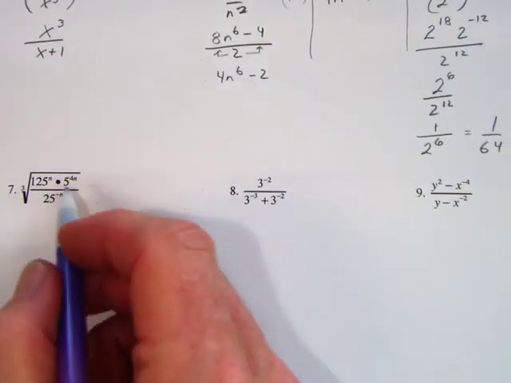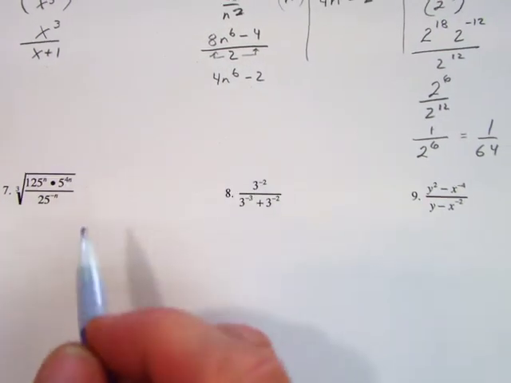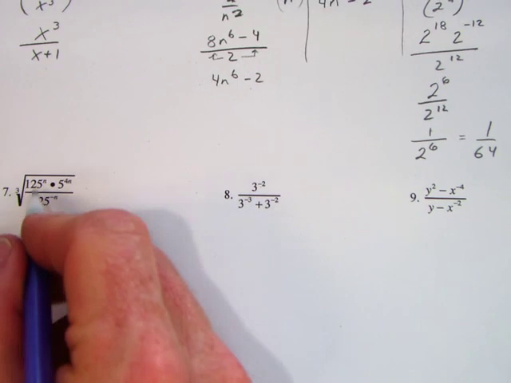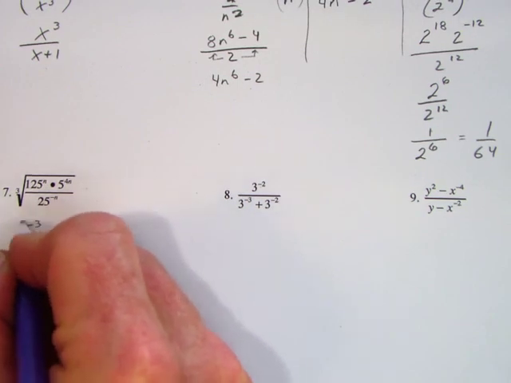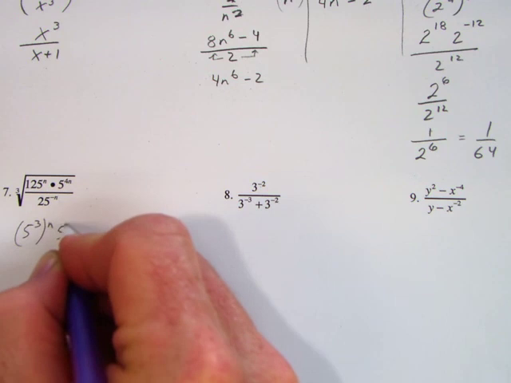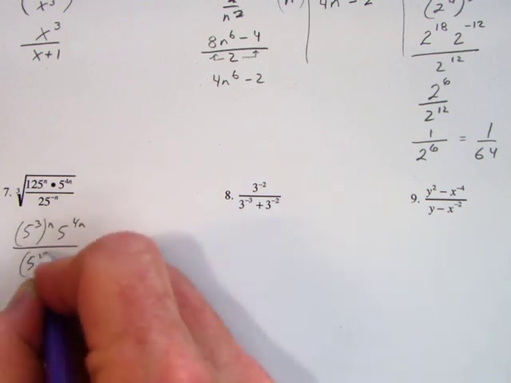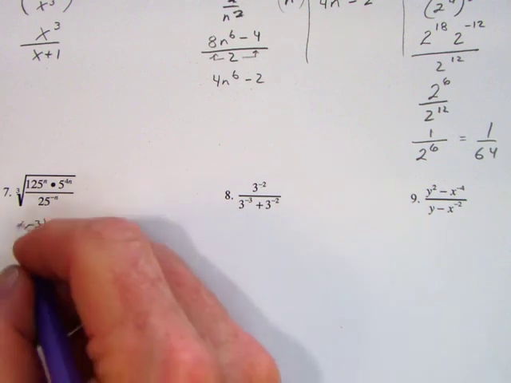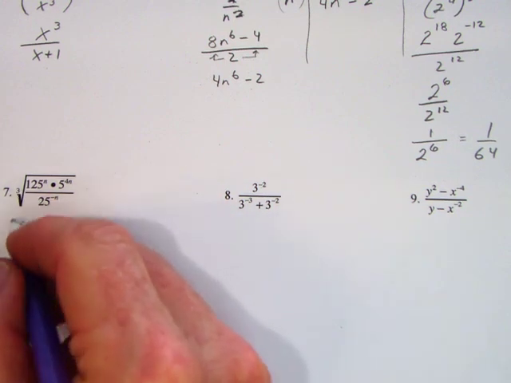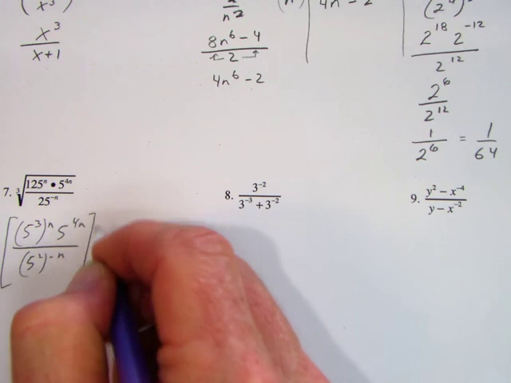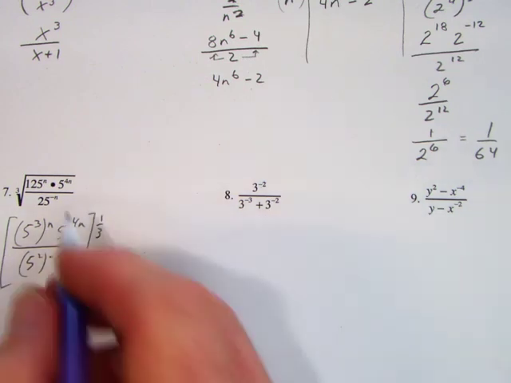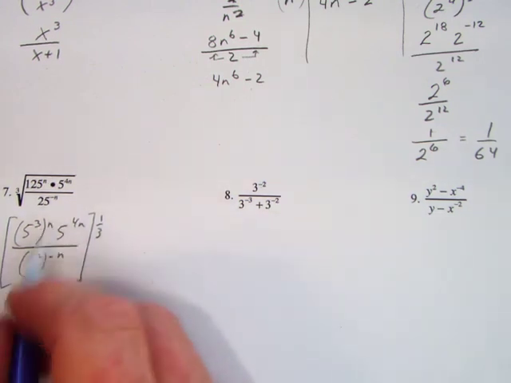Next one, we have all three different bases. Let's write them with the same base. So this would be 5 cubed to the n, and this is already 5 to the 4n, over 5 squared to the negative n, and this cube root is the same as the 1/3 power. Now we need to simplify this.